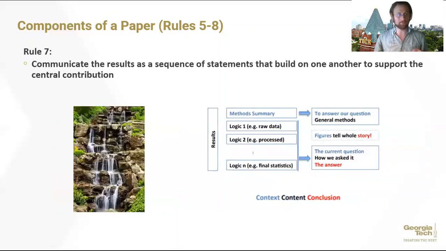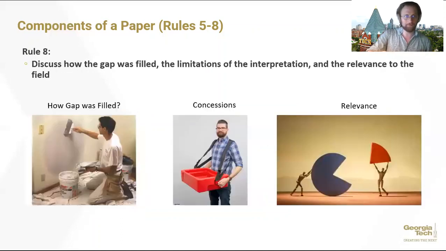In the results section, for Rule 7, you want to communicate a sequence of statements that build on one another to support the central claim. Here we have a great illustrative example where we have logic 1, where the raw data gets processed into the final statistics. This goes into telling the story, and with figures, you want to tell the whole story. So in this outline, sketch the logical structure to support your claim and convert this into a sequence of declarative statements, building on the conclusions of the previous paragraphs.